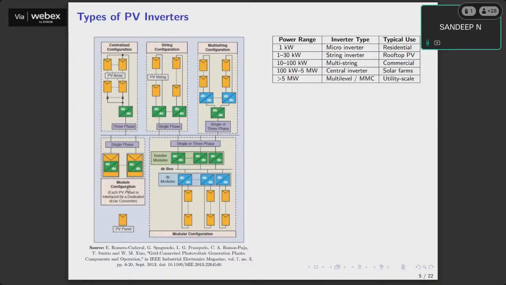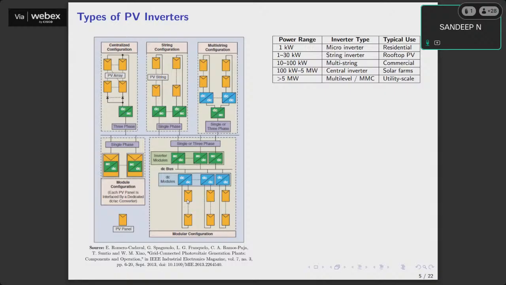Then you have the module configuration, also called a micro inverter, where for each PV panel we can have inverters that are small in size because their power rating depends on the panel rating, which would be much lower compared to the system power. So we have an inverter for each panel, which will be very small, typically back-mounted on the PV panel itself. On the back side, we have these inverters and they run in parallel. Okay. They will be connected to the single phase.